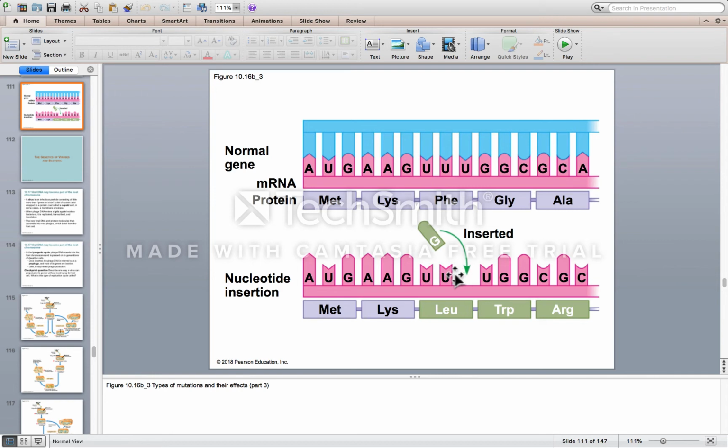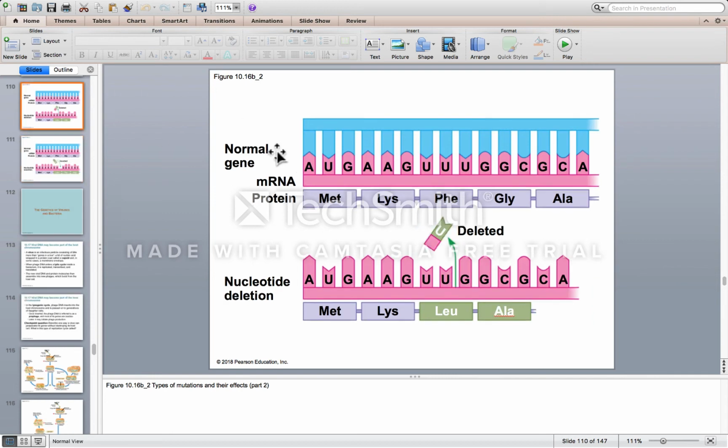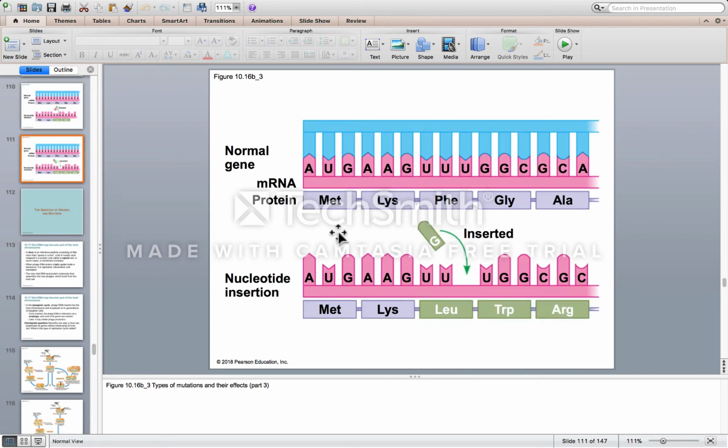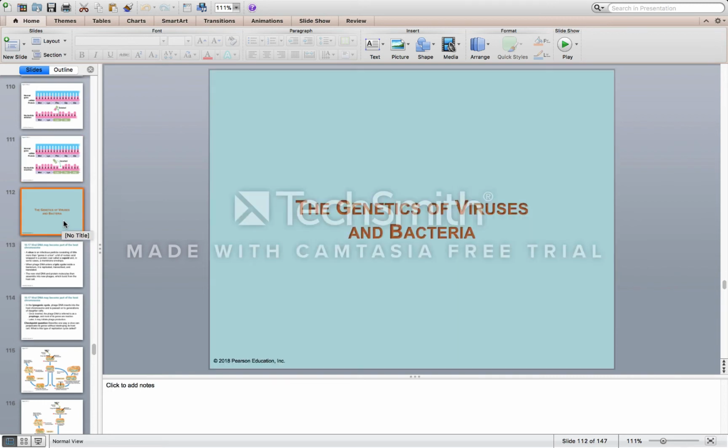So the G is there instead of, oh, that's insertion. The G is there instead of the U, and then that throws off the entire sequence, and then you get leucine and alanine. And then when you insert something brand new, everything shifts. So leucine, tryptic acid, and arginine end up becoming the new sequence of amino acids.